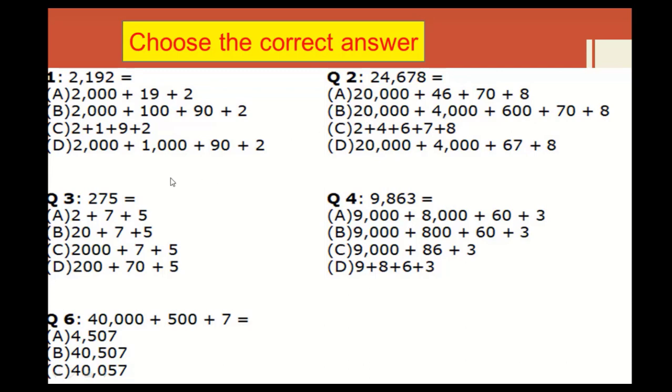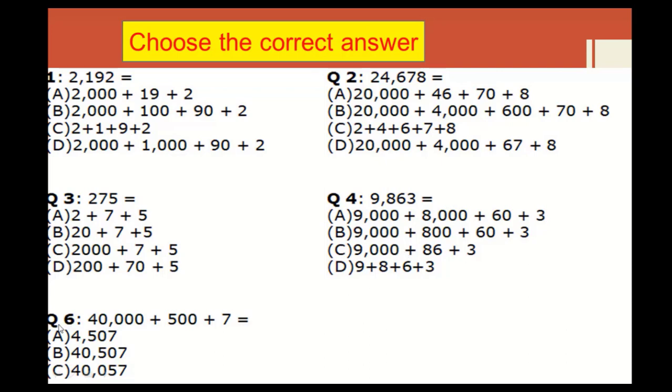Question number 3, 275. So look at this number, then we know there is 200 plus 70 plus 5. So option D is correct here. Number 4, 9863. 9000 plus 800 plus 60 plus 3. Here hundreds are missing. So option B is the correct answer.